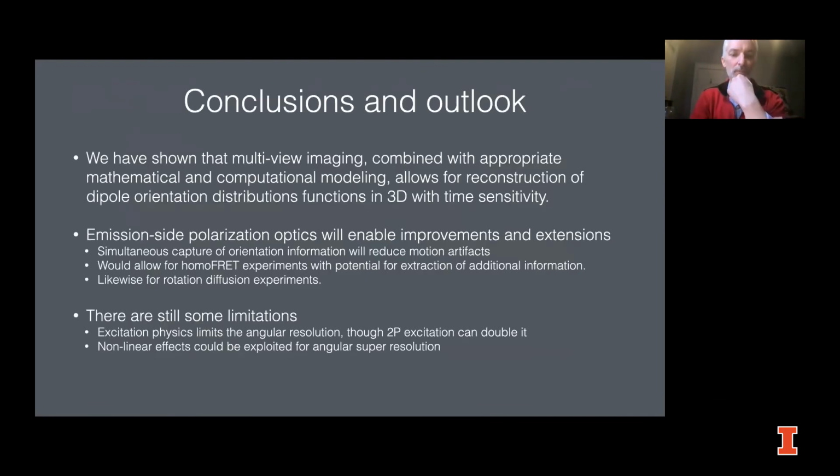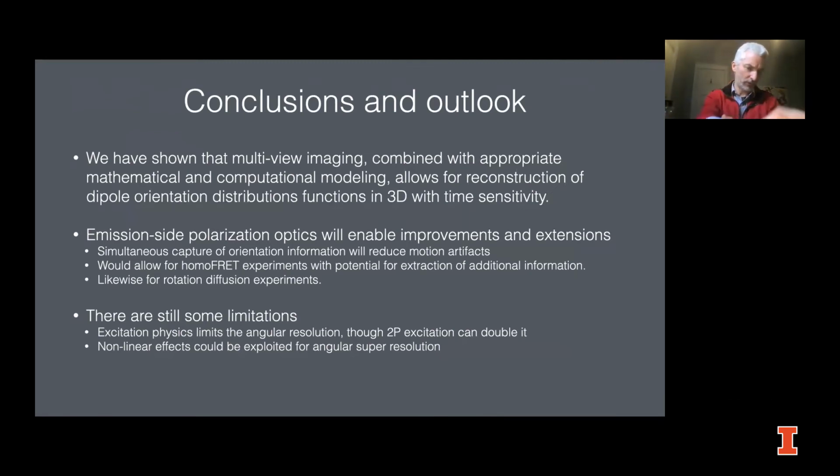Okay, so to wrap up. I hope I've convinced you that multi-view imaging combined with appropriate mathematical and computational modeling, it's really that combination of the hardware and the computation that allowed these reconstructions of dipole orientations truly in 3D with time sensitivity.